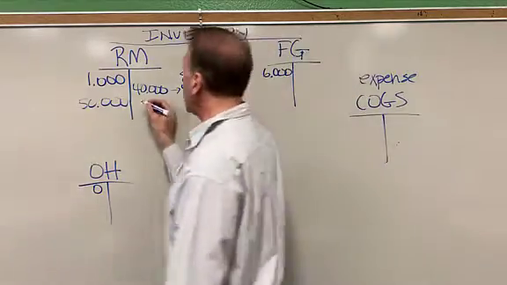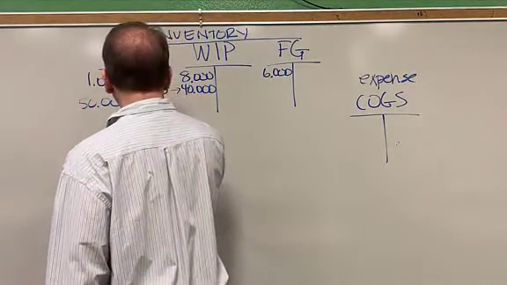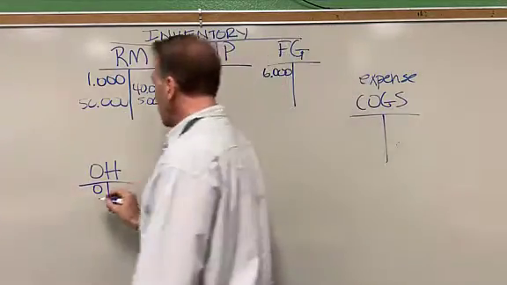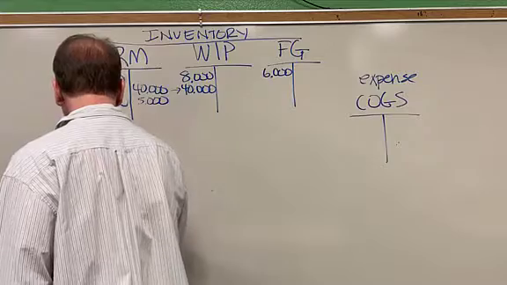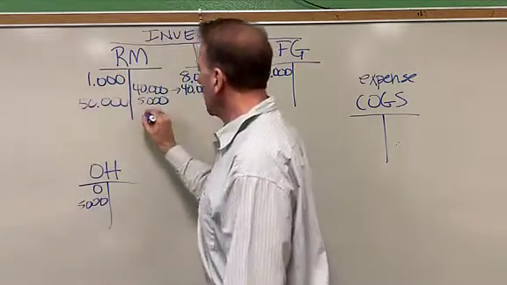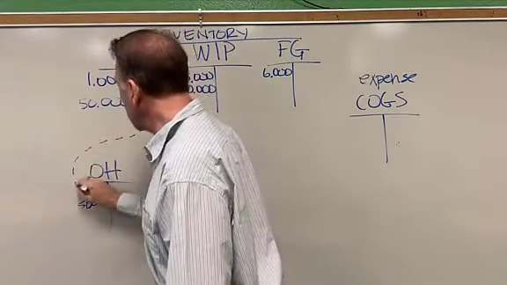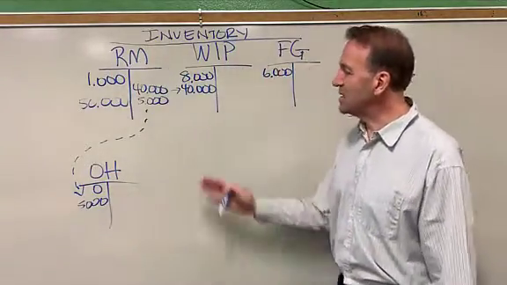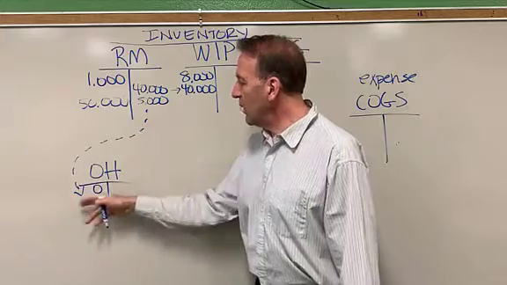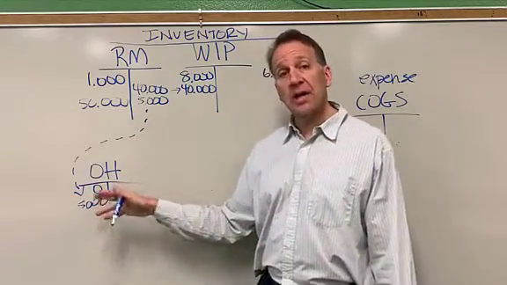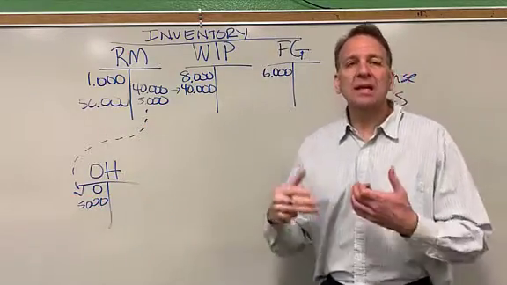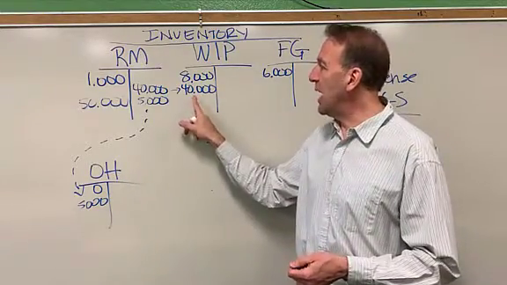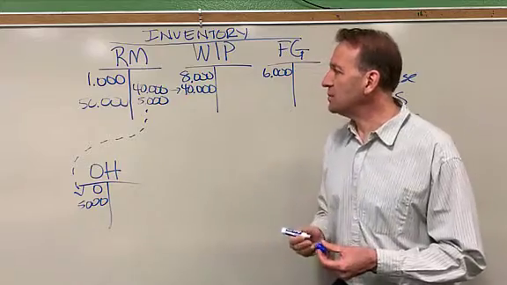Okay, if we had some indirect materials, so let's say we have 5,000 in indirect materials, those would go down into our overhead account. So if they have grease and other items that they need, janitorial products, things like that, some materials, it would move into overhead if they're indirect, meaning they don't go directly into the product. They're hard to measure. These are easy to measure items that move right into our product.